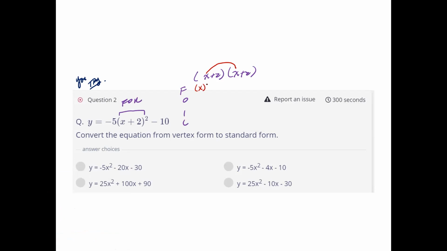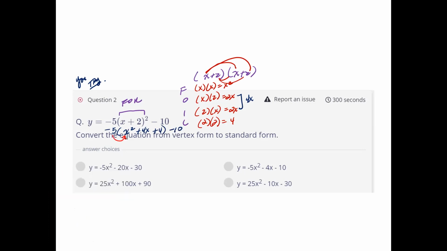First is going to be x times x, which is an x squared. Outer is going to be x times 2, which is a 2x. Inner, which is 2 times x, that's a 2x. And the last, 2 times 2, which is going to be a 4. Do keep in mind that you need to combine the outer and inner. So 2x plus 2x is a 4x. And so what I have here is x squared plus 4x plus 4 minus 10.